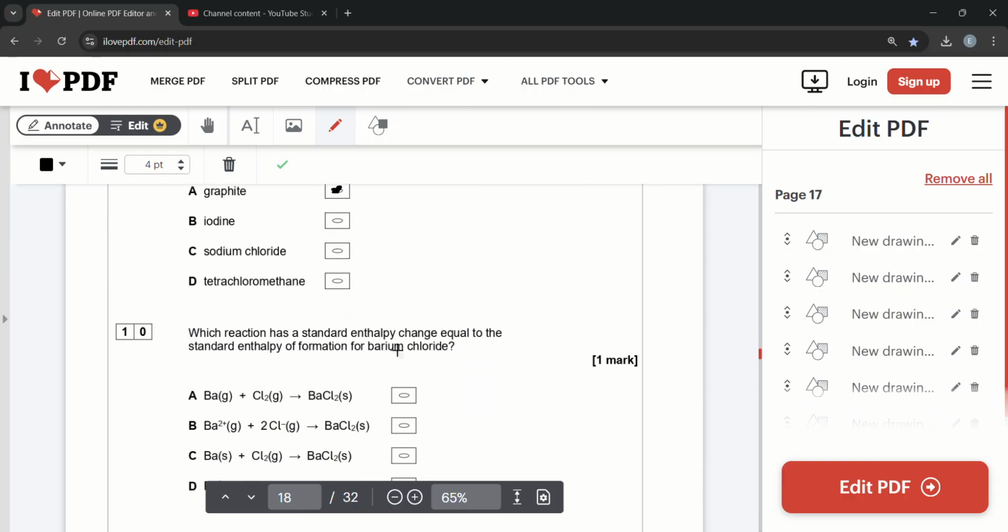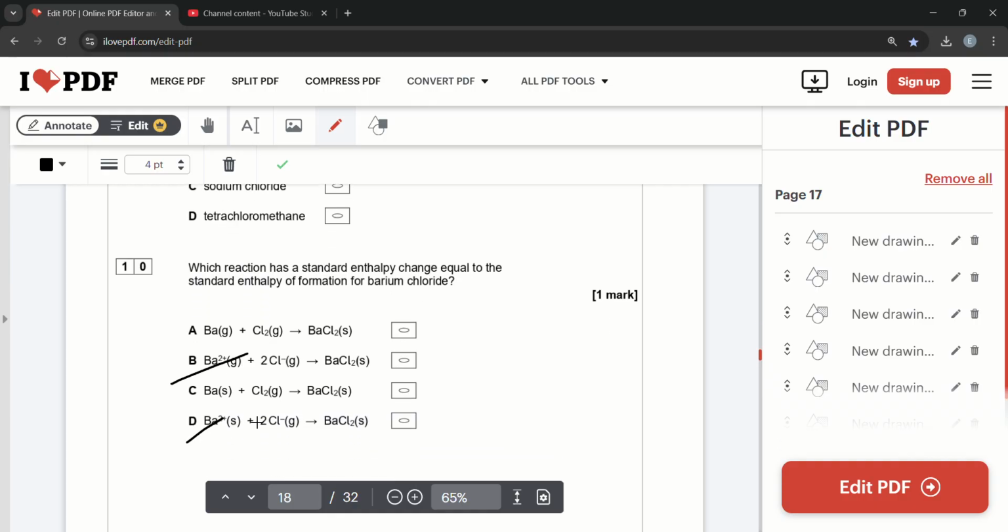Which reaction has standard enthalpy change equal to standard enthalpy of formation for barium chloride? It can't be these ions, because standard enthalpy of formation is defined from elements in their standard states, not ions. So it can only be A or C, and obviously barium is in gaseous state in this case. Well, it's really not, it's a metal, so it needs to be a solid, so the answer is C.